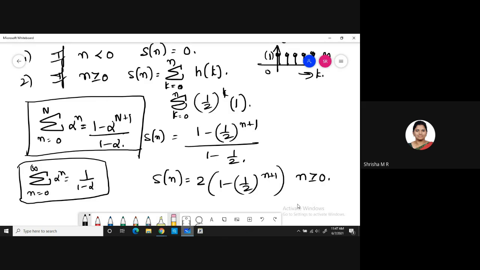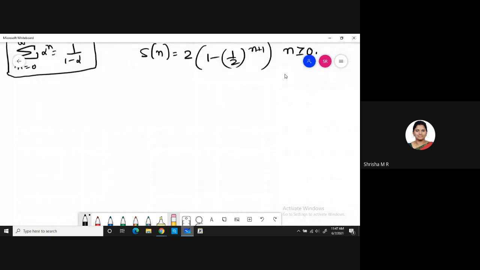Shall we move on to the next problem? Yes, ma'am. So take down the next problem. h of t is equal to t into u of t. Since you have u of t, it will exist from 0 to t. The limits of integration would be from 0 to t.